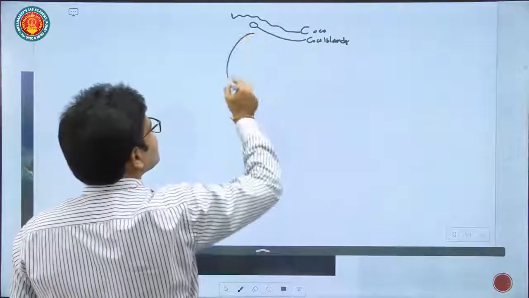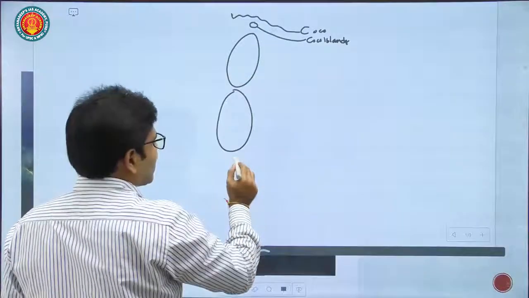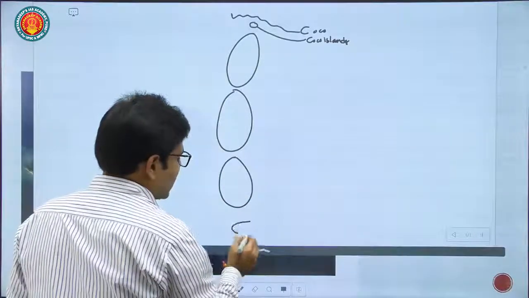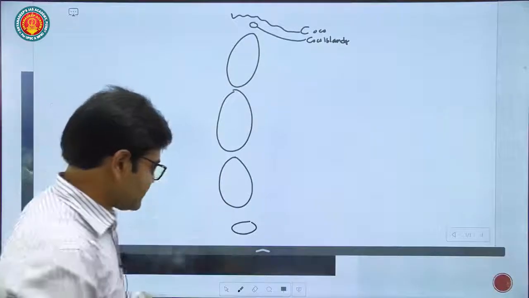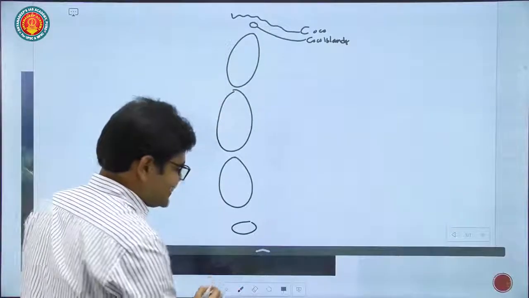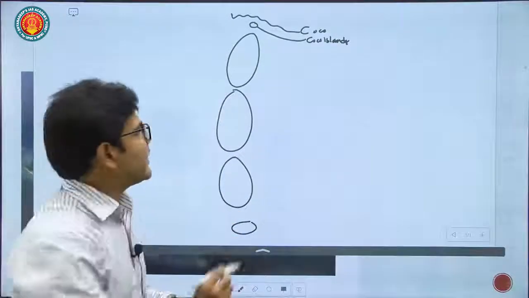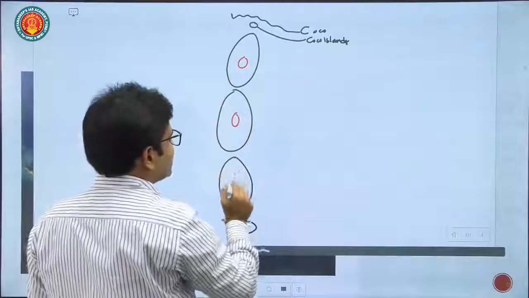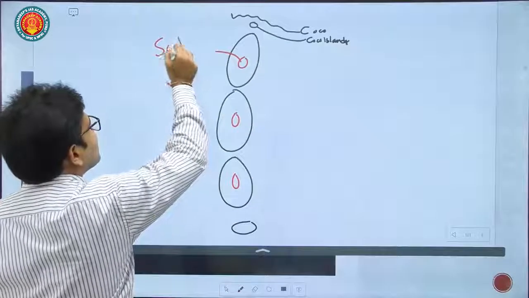Then here, the major islands: we have North Andaman, we have Middle Andaman, we have small South Andaman, and here we have Little Andaman. So these islands are very important. Like I said, these are actually the mountain peaks of submarine mountains. Each island has a highest peak. Here the highest peak is known as Saddle Peak.